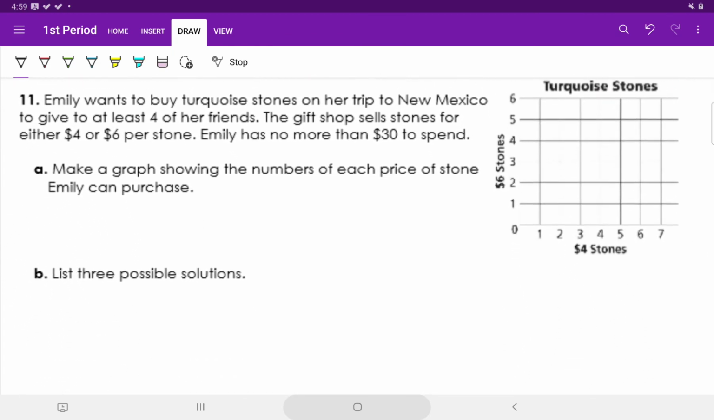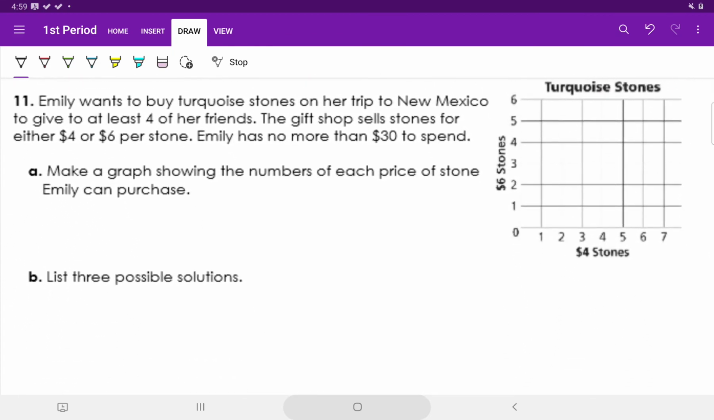Now it's time for our last problem, number 11. Work on this one on your own, and then when you're ready, we will do it together. Welcome back. Emily wants to buy turquoise stones on her trip to New Mexico to give to at least 4 of her friends. The gift shop sells stones for either $4 or $6 per stone. Emily has no more than $30 to spend.